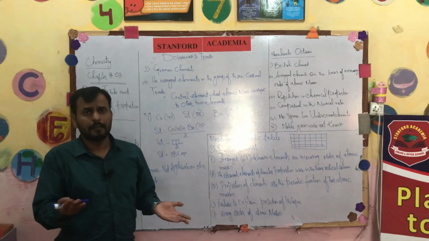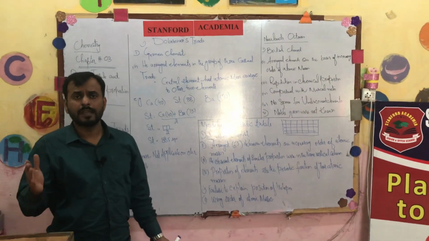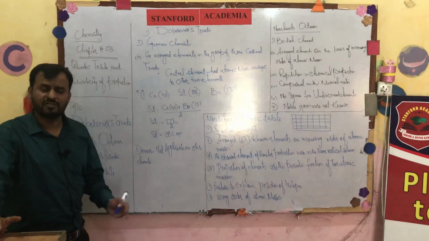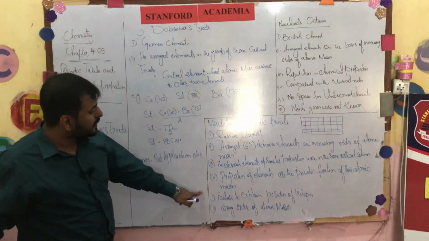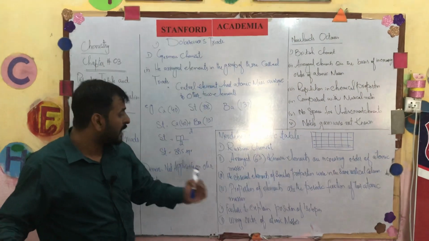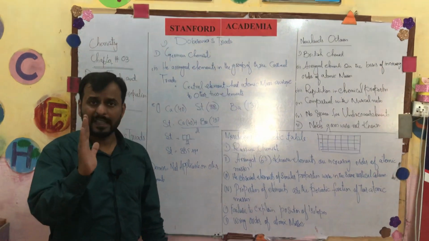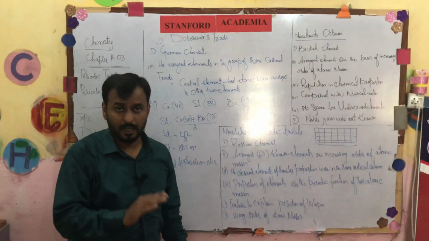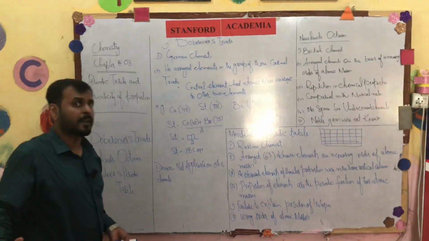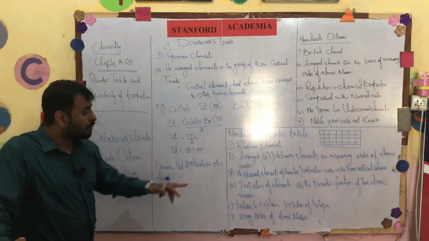Similarly, some dissimilarities and demerits were found in Mendeleev's periodic table. Its first demerit was that he failed to explain the position of isotopes. As in the modern periodic table, we are going to discuss the position.